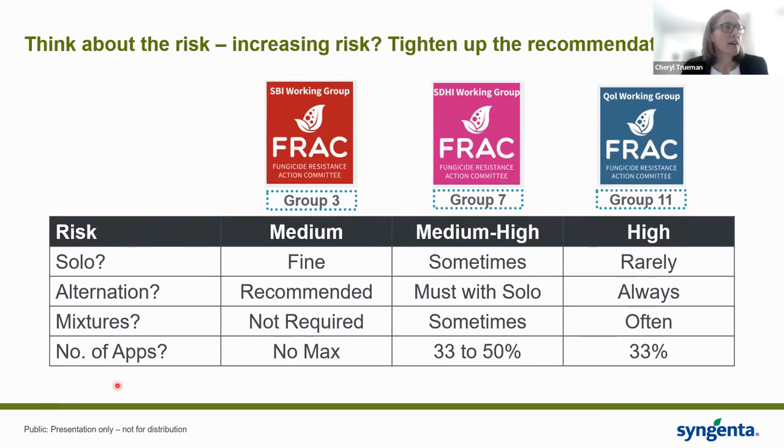And when you look at the recommendations for if these should be applied solo, if they should be alternated, if they should be applied in a mix, and how many applications can be made, they get more restrictive as you move into the higher risk. So an example here with group 3s, solo applications are fine, whereas with group 11, rarely would solo applications be recommended. You also see a limit on the number of applications of a group 7 or group 11 containing fungicide as a percentage of the total number of applications in that program.